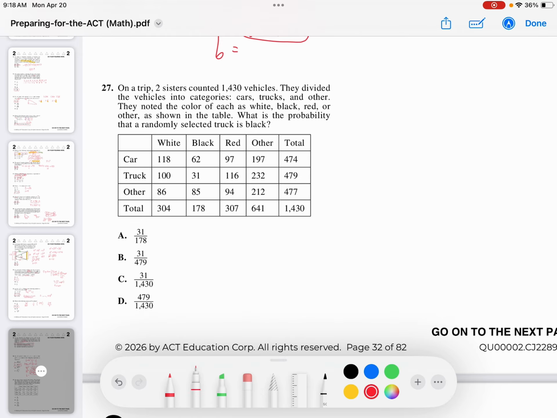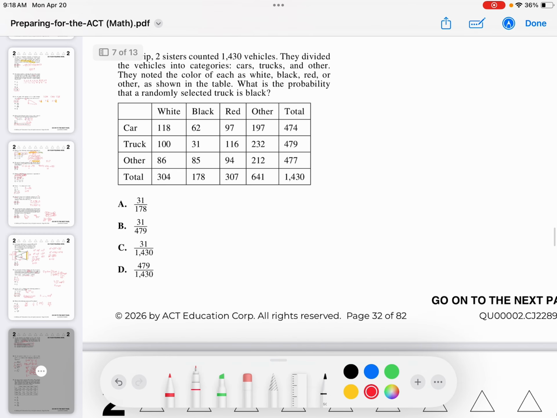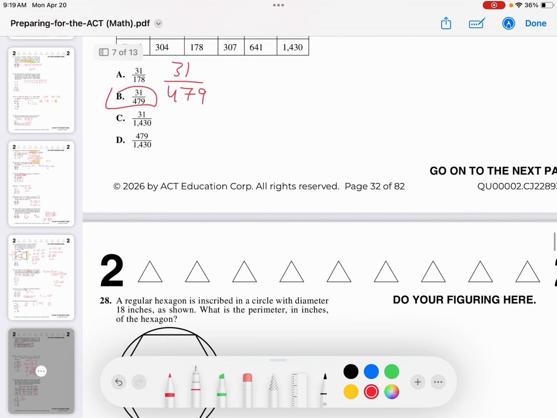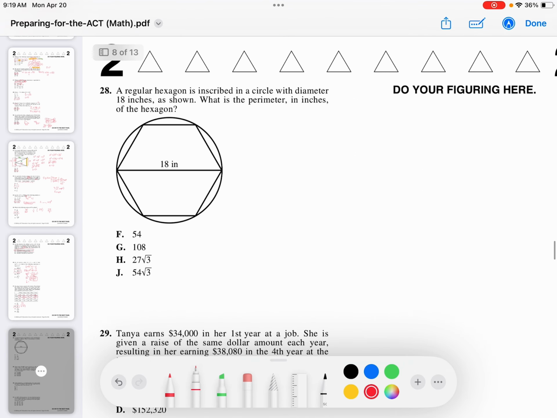All right, on a road trip, someone counted 1,430 vehicles. They divided the vehicles into cars, trucks, and other, and noted the color of each as white, black, red, or other, as shown on the table. What is the probability that a randomly selected truck is black? So we're only looking at the trucks. We want to know how many are black out of the total. So it should be B, unless we can simplify it at all, but I think it should just be B. Yeah, that looks good, because 31 is prime.